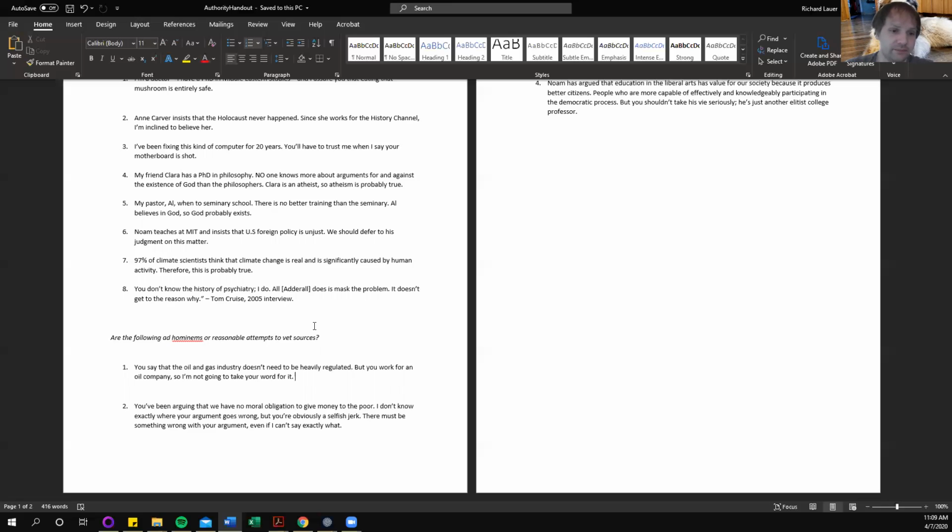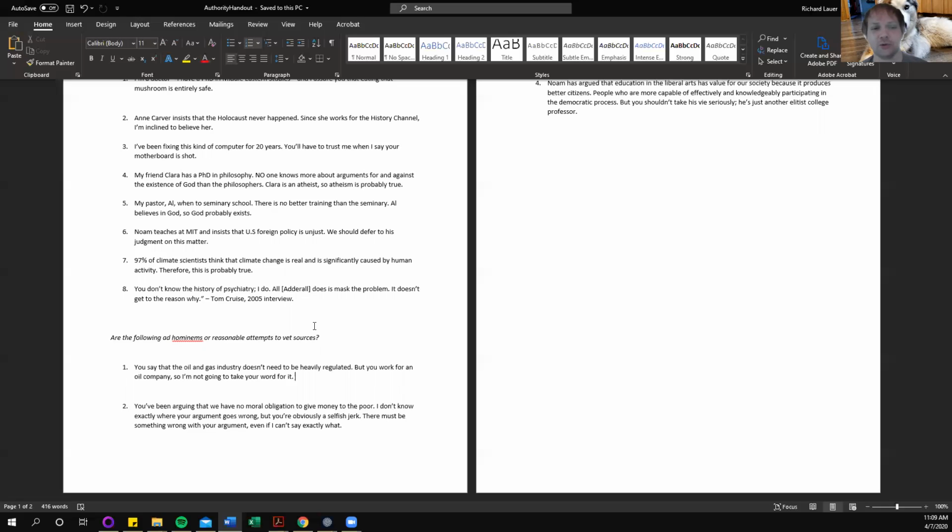So let's look at the next one. You've been arguing that we have no moral obligation to give money to the poor. I don't know exactly where your argument goes wrong, but you're obviously a selfish jerk. There must be something wrong with your argument, even if I can't say exactly what. So in this case, it looks like a pretty straightforward ad hominem. The conclusion is that the argument must be flawed, right? And it's because they're a selfish jerk.